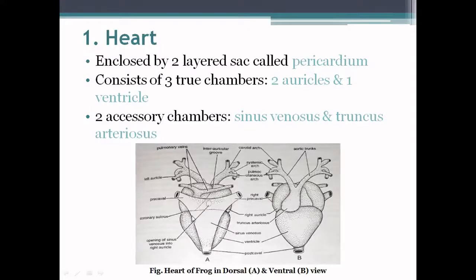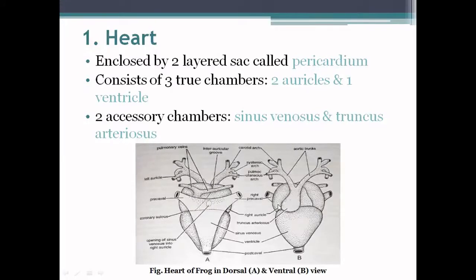Apart from these, there are two additional chambers which are also known as accessory chambers of the frog. These are sinus venosus and truncus arteriosus. This triangular shaped chamber is called sinus venosus, while this is called truncus arteriosus.